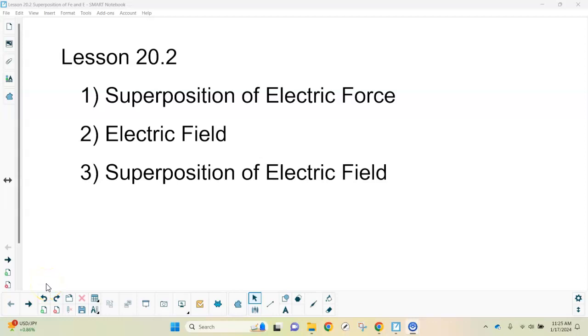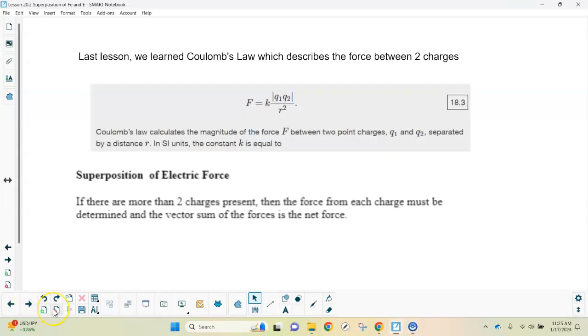All right, guys. So we are back to the next lesson on 20.2 is the unit. This is dealing with electric force with multiple charges at the same time, electric field, and then electric fields with multiple charges. So it's the superposition, adding multiple things together again. Last lesson we talked about Coulomb's law, which is described in this equation.